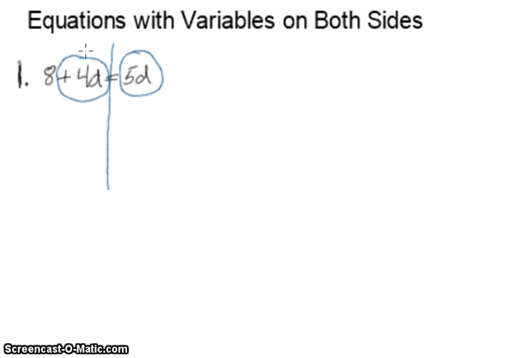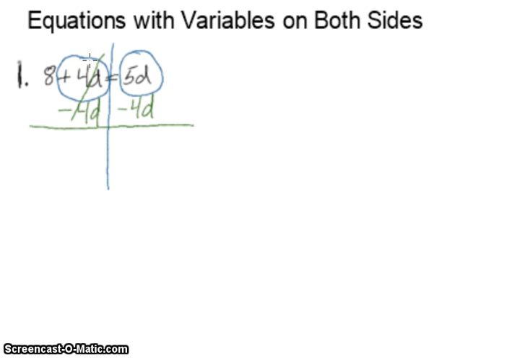So what I want to do is eliminate one of the variable terms. So I choose to eliminate the 4d because it's smaller than the 5d. I could eliminate the 5d if I wanted, but I'd rather eliminate the 4d because it's smaller and it keeps it positive. So how do I eliminate this positive 4d? I'm going to subtract 4d from the positive 4d, and this will cancel out. But now, once I do that, whatever I do to one side, I have to do the same exact thing to the other side. So I'm going to subtract 4d from the 5d on the right side.